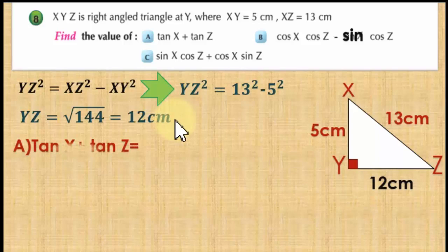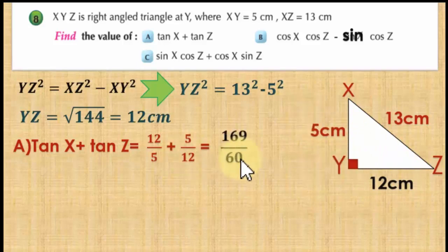If we want to start with tan x plus tan z, tan x equals the opposite of x over the adjacent of x, 12 over 5. What about tan z? Tan z equals the opposite of z over the adjacent of z, 5 over 12. So 12 over 5 plus 5 over 12 equals 169 over 60.